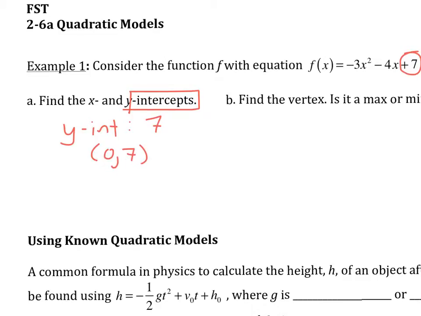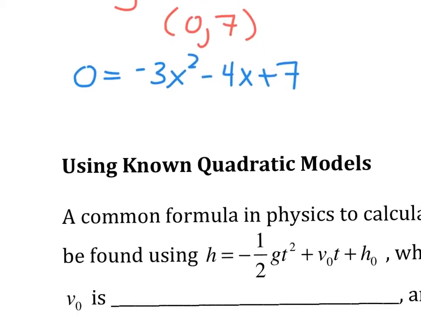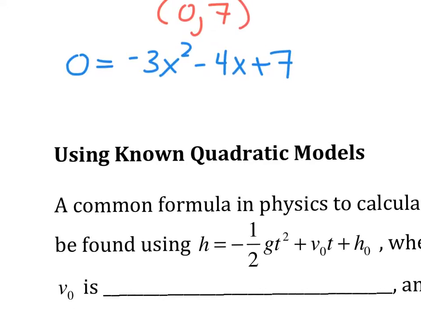Now, how do we find the x-intercept? To find the x-intercept, what we're saying is, when does my function get to 0? So what I have to do here is set up negative 3x squared minus 4x plus 7 equal to 0. We'll do it by hand here, and I'll also show you how to do it technologically. We have to solve this using the quadratic formula.